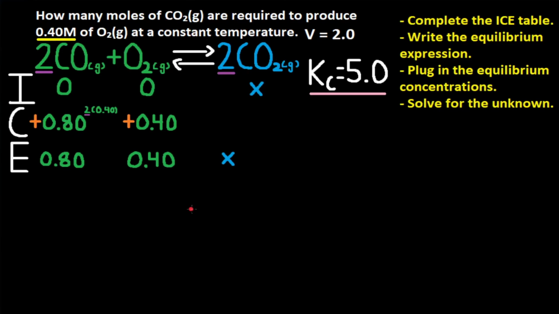CO2 is on the other side, the reactant side, so we have a negative change of 0.80, as a coefficient of 2, and the 2 multiplies the change of 0.40. Initial plus change is equal to equilibrium, so we have x minus 0.80.